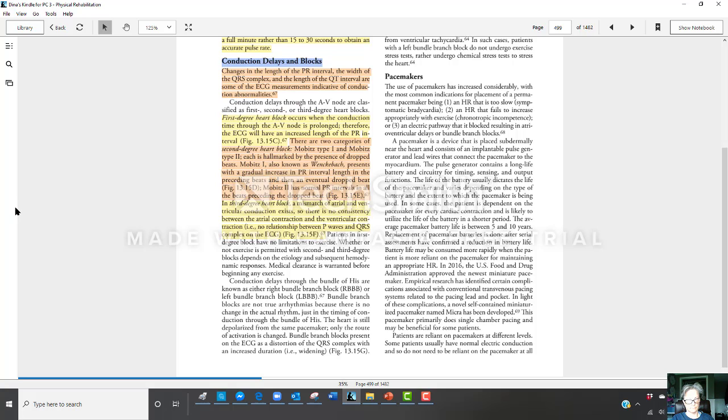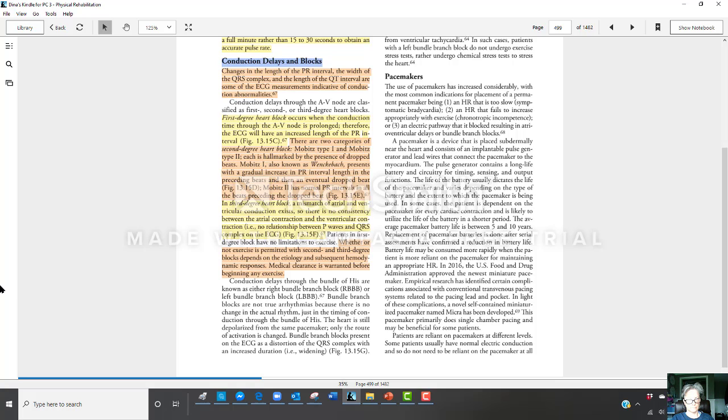Patients in first-degree block have no limitations to exercise. Whether or not exercise is permitted with second and third-degree blocks depends on the etiology and subsequent hemodynamic responses. Medical clearance is warranted before beginning any exercise.